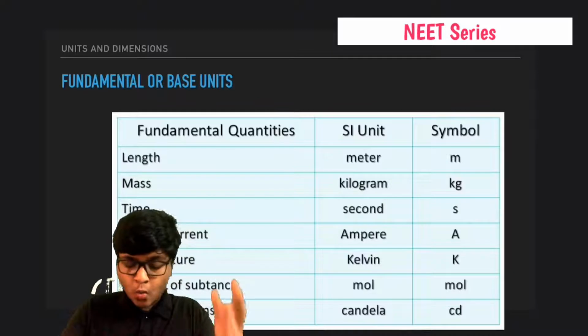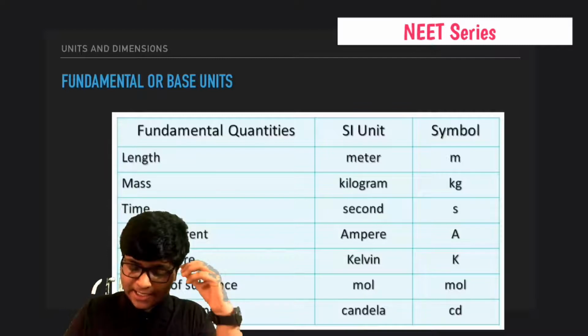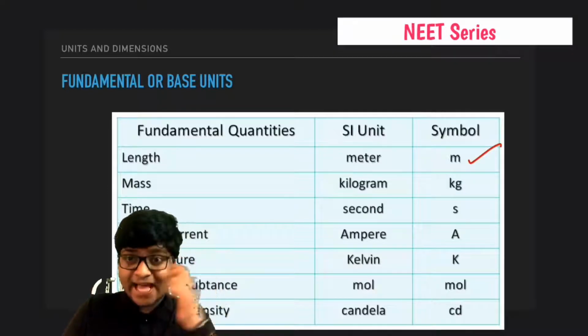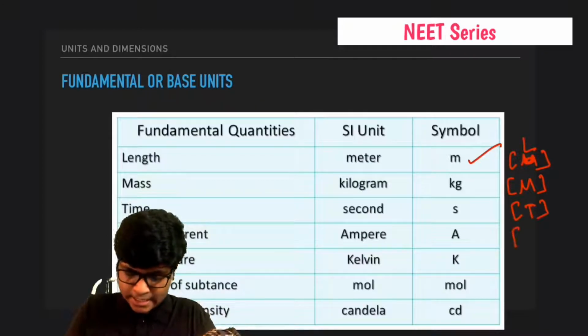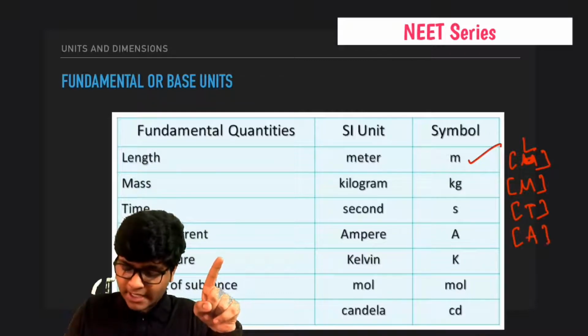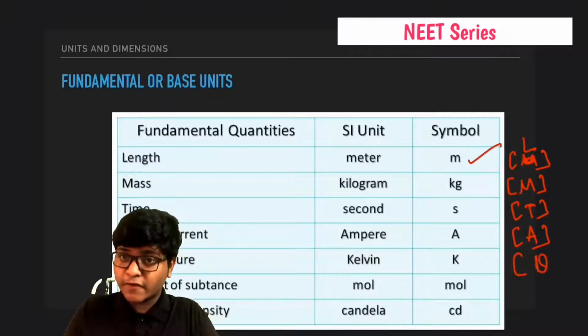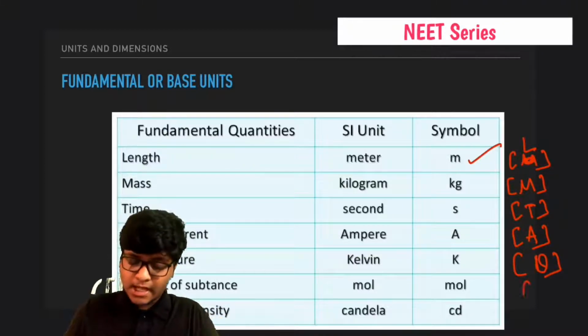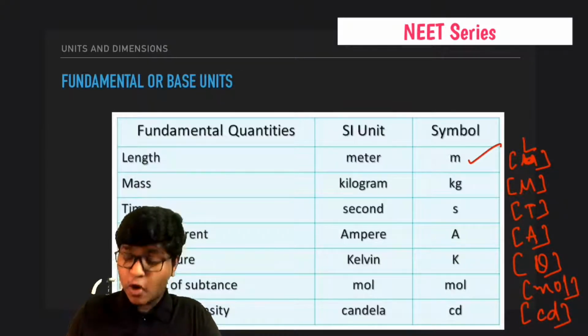Okay, so what are these fundamental or base quantities? I've told you length, time, and so on. Length has the unit meter, m. In the form of dimensions, sorry, length is denoted with L, mass M, time T, electric current is in the form of A, temperature is in the form of theta, which is in degrees, amount of substance is mole, and candela is also there in the form of dimensions.